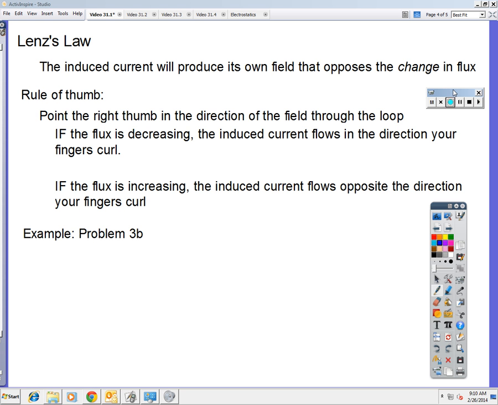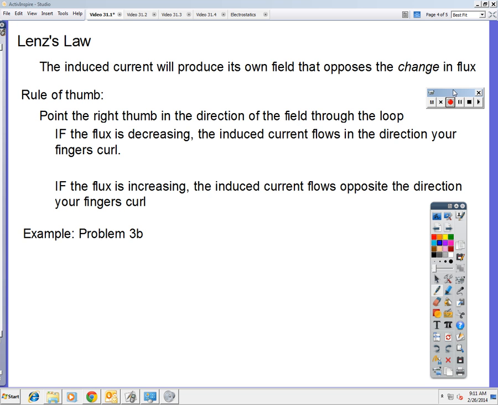So the way you figure this out, and this is probably the easiest way I've found to evaluate Lenz's law, is that you take your right hand, you point your right thumb in the direction of the field through the loop. Then you ask the question, is the flux increasing or is the flux decreasing? If the flux is decreasing, the induced current will flow in the same direction as your fingers curl. If the flux is increasing, the induced current flows the opposite direction.